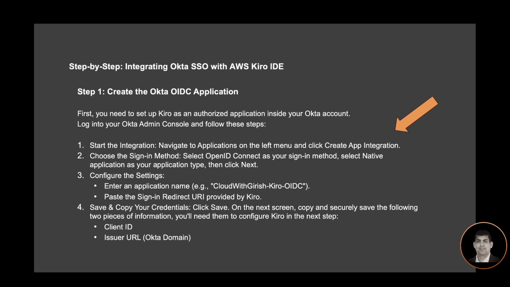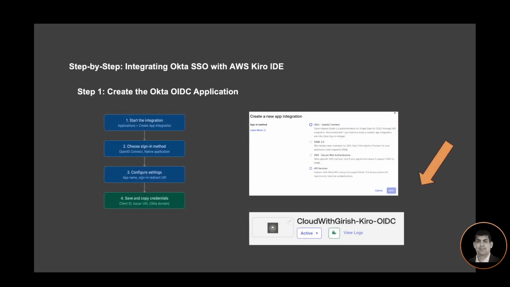Then you configure the settings. Here is an example that I have: enter an application name. I entered Cloud with Girish, Kiro IDE as the app name. And then I paste the sign-in redirect URI provided by Kiro. Now save, and make sure that you make a note of the client ID and issuer URL, because this is something that we will need in the subsequent steps to configure the integration with Kiro.